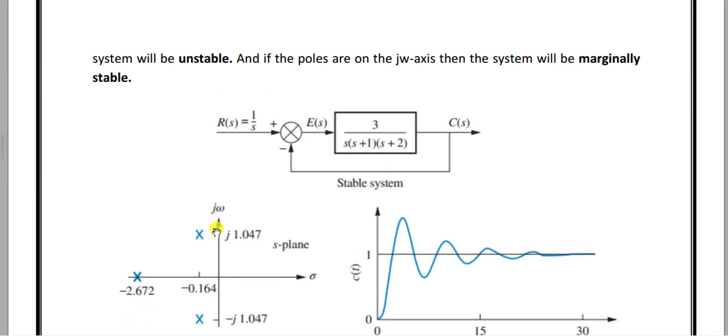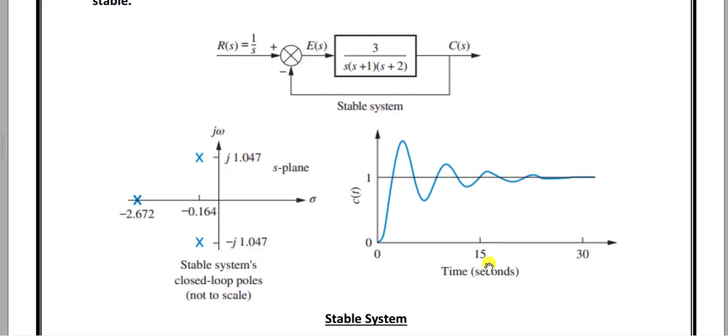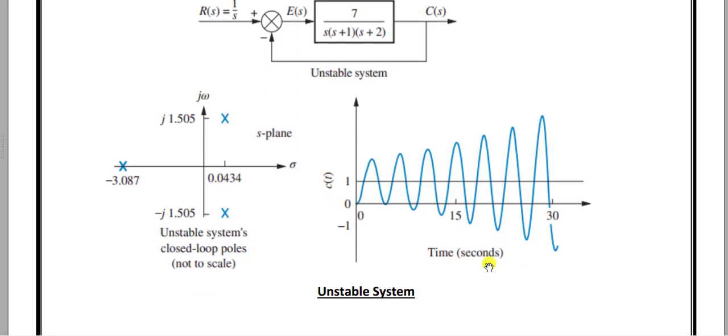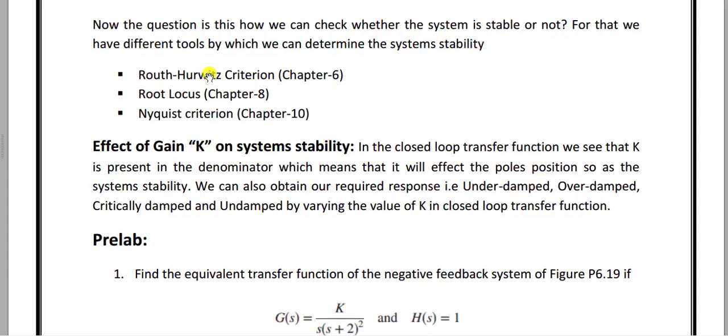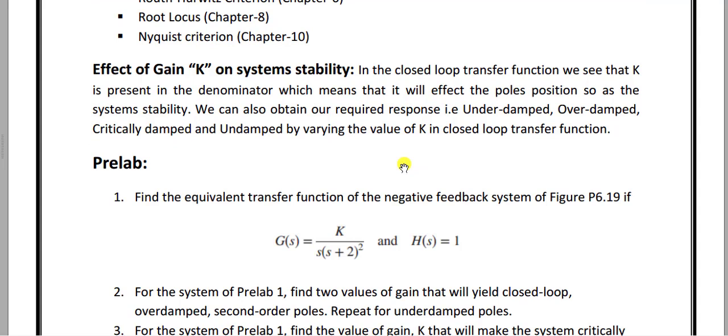So we'll move to the tasks. Here you can have a look at the stable system graphs that we have in the manual for a better understanding. And here we have the unstable systems. Now the question is, how can we check the system stability? System stability can be checked by the Routh-Hurwitz criteria, that I've already uploaded a lecture on, root locus, and Nyquist criteria. Nyquist criteria is something that you will study in the future, but the first two I've already covered in my lectures that I've mentioned below in the links. You can go and check them again.